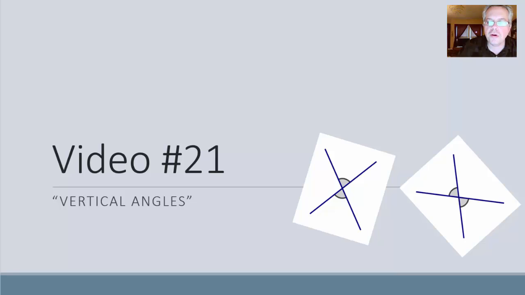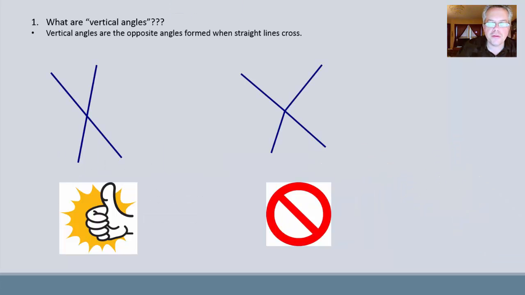Today we have a quick video on vertical angles. So first question is, what are vertical angles? Vertical angles are formed when straight lines cross. So this first example is an example of vertical angles.